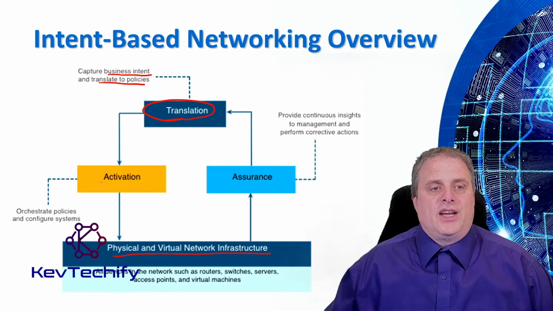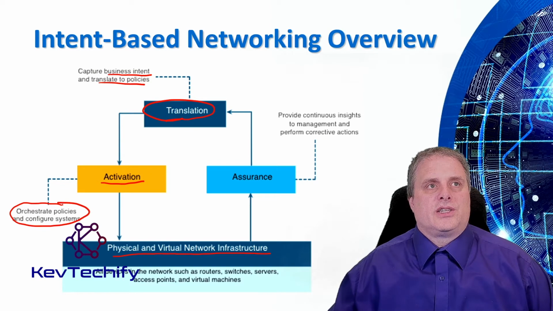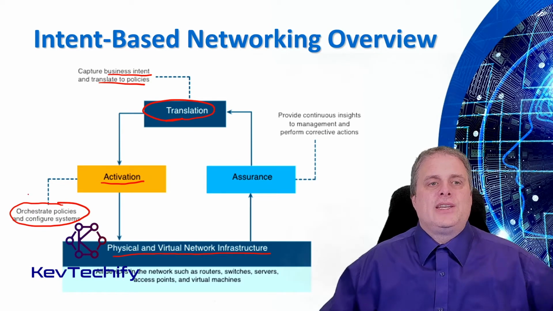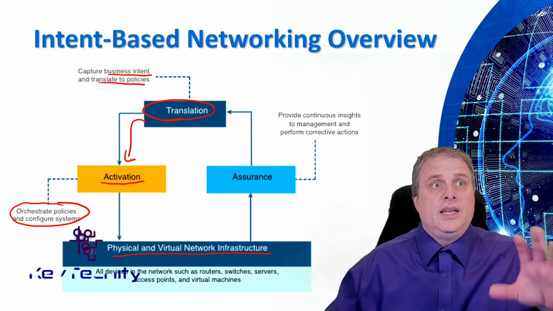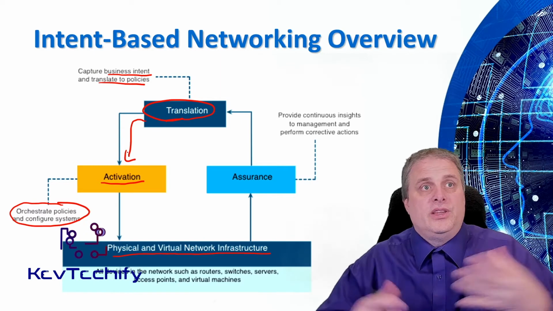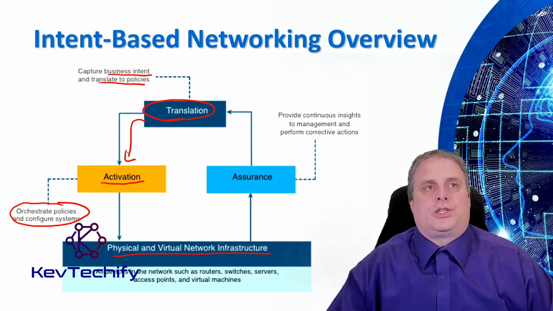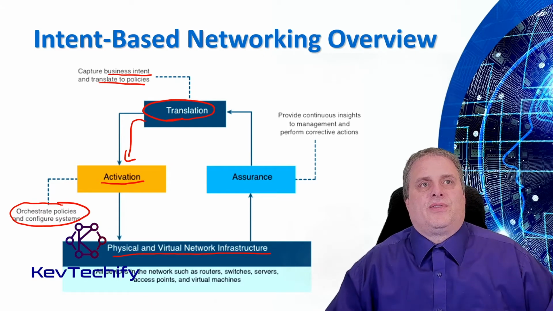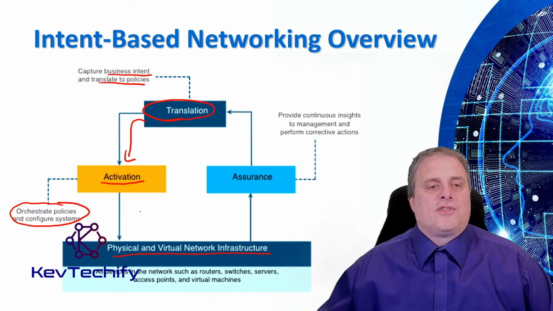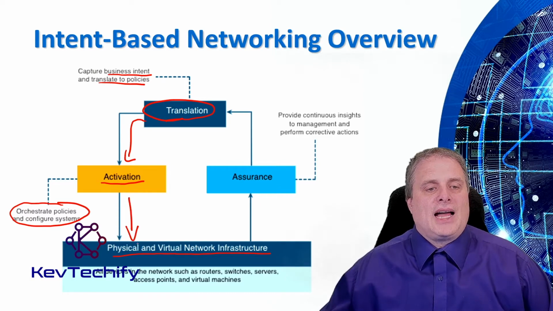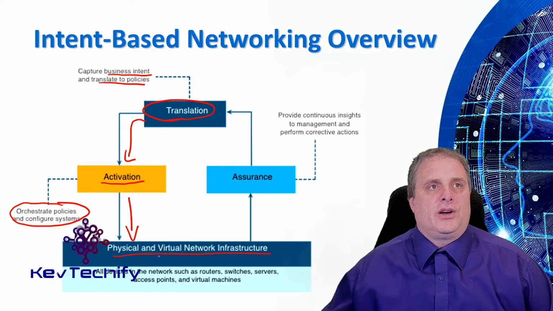We have activation, and this is going to orchestrate those policies and configure your systems. That captured intent from up above from the translation needs to be interpreted into these policies that can be applied across your network. The activation function installs these policies onto the physical and virtual network. So it installs it onto your system here, your infrastructure.